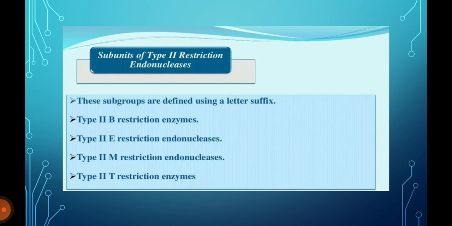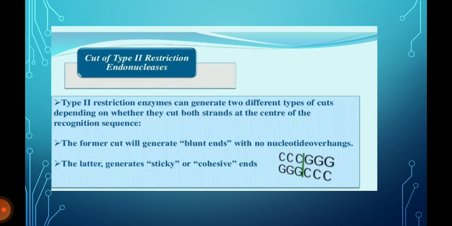Then next, subgroups of type two restriction endonuclease. These subgroups are defined using a letter suffix: type IIB restriction enzyme, type IIE restriction endonuclease, type IIM restriction endonuclease. Type two restriction enzymes can generate two different types of cut, depending on whether they cut both strands at the center of the recognition sequence. The former cut will generate blunt ends with no nucleotide overhangs. The latter generates sticky or cohesive ends.